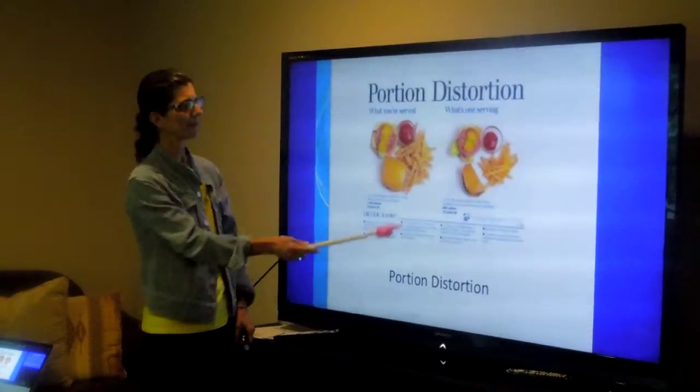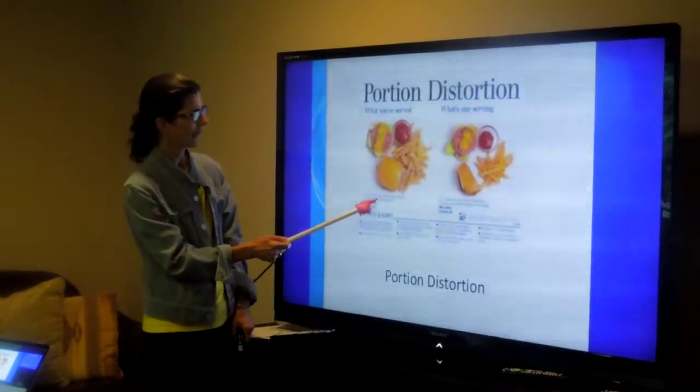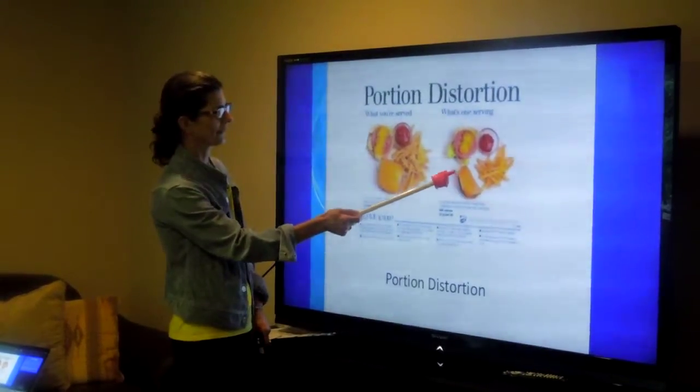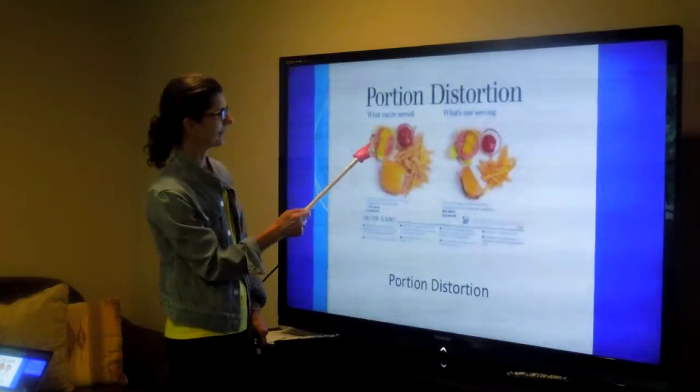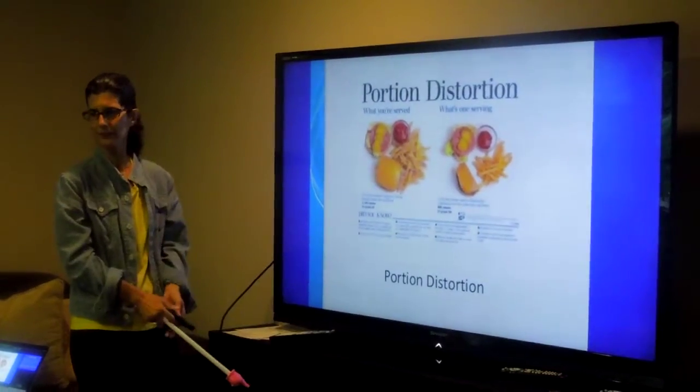Now look at what an actual serving would look like. It's half of the hamburger, a portion of the fries, even the ketchup is a lot less, and 1 less pickle. And forget the bun. The bun shouldn't even be there.